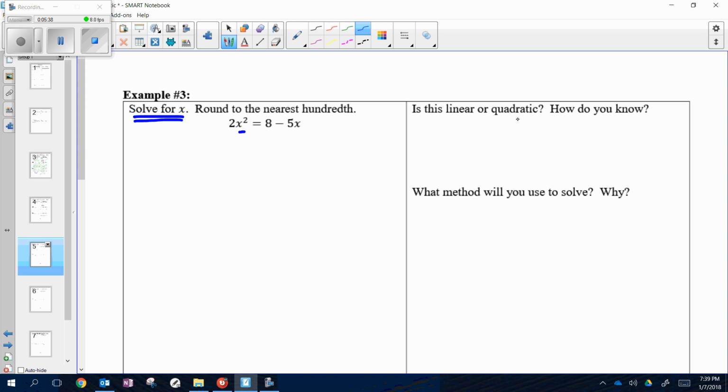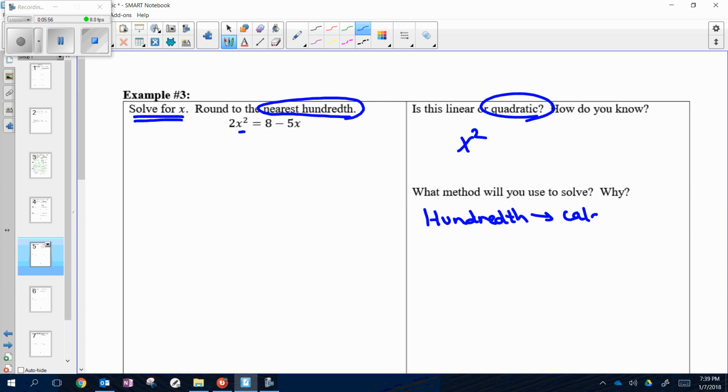I notice an x squared, so I'm saying it's quadratic. And what method are we going to use to solve? I don't really know yet, although it says nearest hundredth. I'm thinking because of the keyword that I'm going to be rounding, that I'm going to use my calculator to help me get to those decimal numbers, that I should probably use the quadratic formula. They're not going to be nice numbers like when you factor.